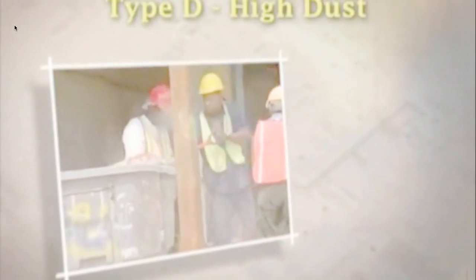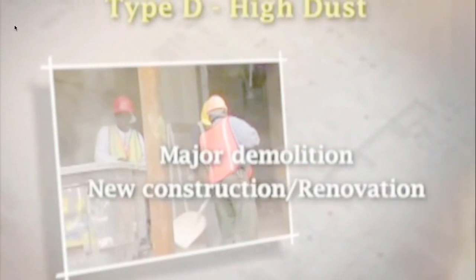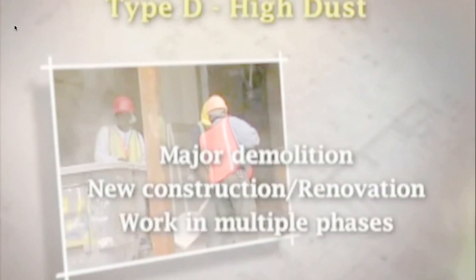And Type D or high dust construction projects have long-term dust generating activity, such as major demolition, new construction and renovation, and work that requires completion in multiple steps or phases.